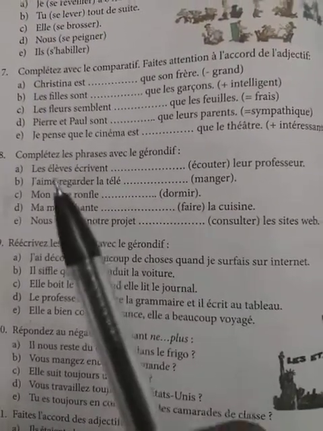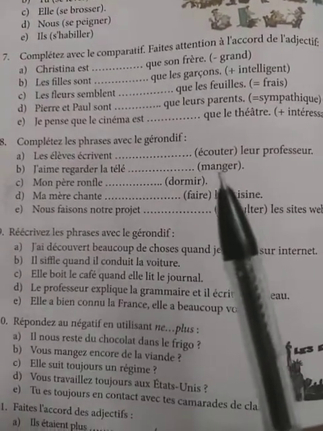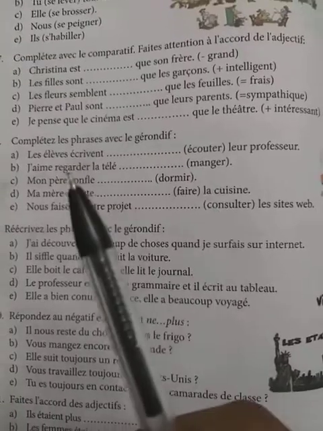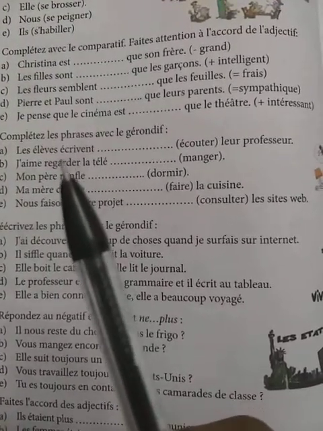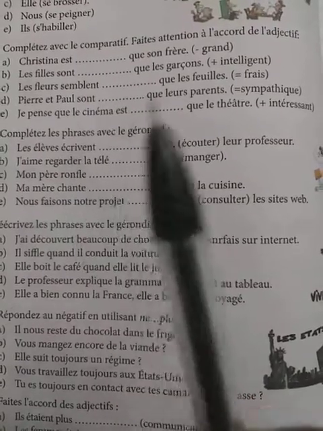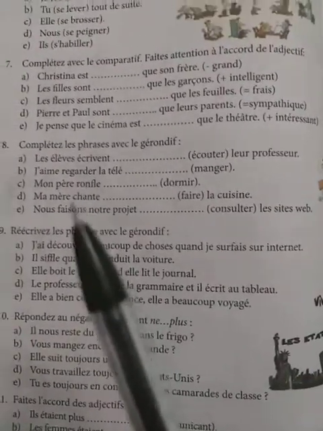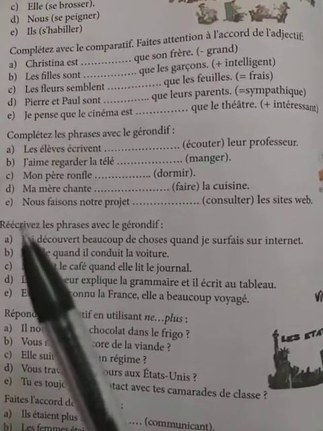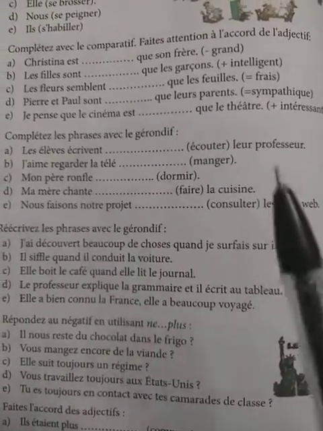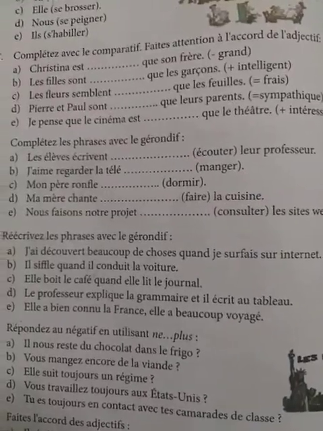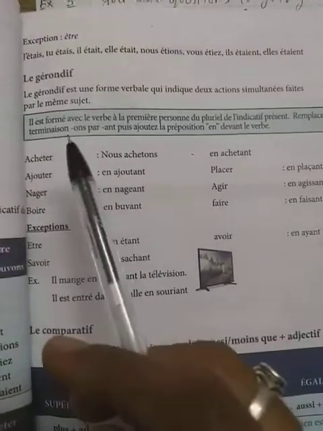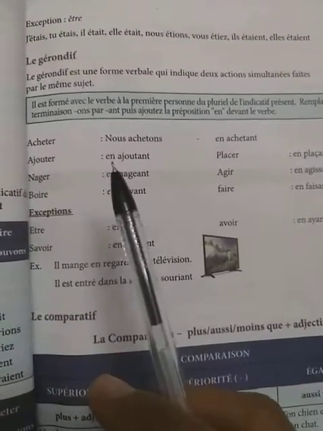You have to put one verb in the present tense, another verb in gérondif form. When the subject is doing two actions simultaneously, two actions mean two verbs will be there. You have to put the first verb in the present tense, then the next verb in gerund form. How to do the gerund form? Look here.